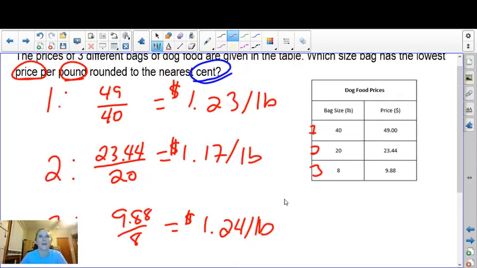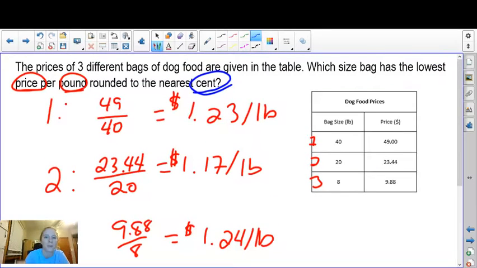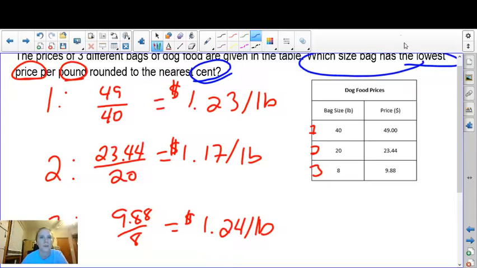Ooh, we did a lot of math. Okay, but did we answer the question? Let's go back and look. Which size bag has the lowest price per pound? So I need to determine which bag is going to be the cheapest. And we already are talking about them in terms of pounds. So which one costs less? Well, we have $1.23, we have $1.17, and we have $1.24. Which one of those is the smallest?